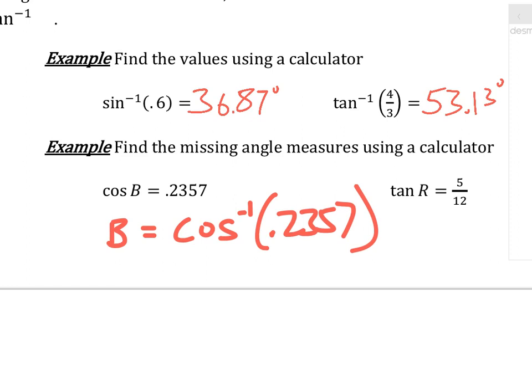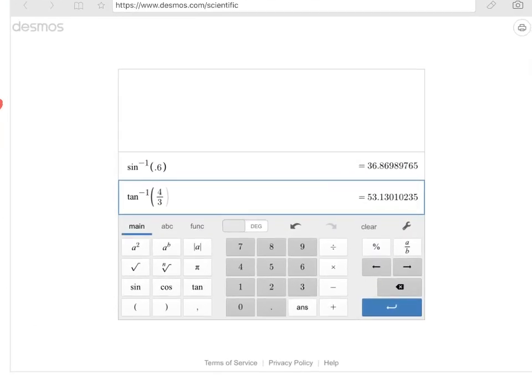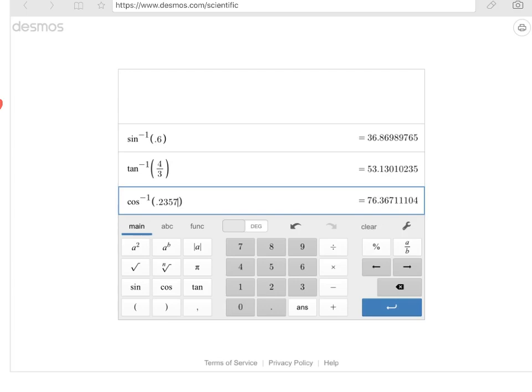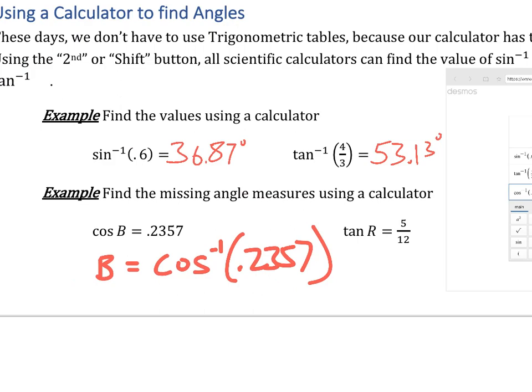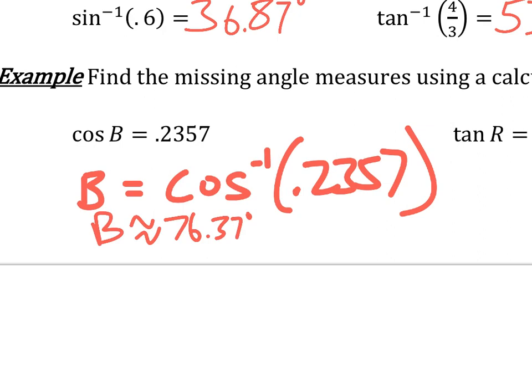But we want to rewrite. So b is the inverse cosine of 0.2357, and we can go to our calculator here and punch that in, 0.2357, and we get 76.36711, and so on. How about 76.37? Again, we weren't told what to round to. 76.37 works great. So b is approximately 76.37 degrees. We'd still have to say approximate because we rounded there.